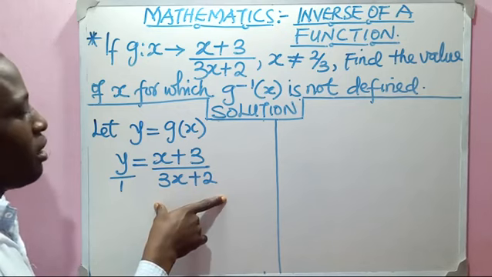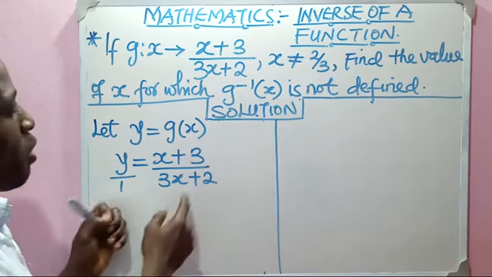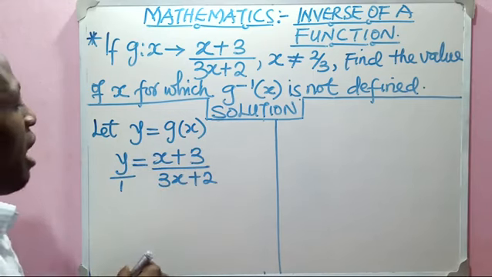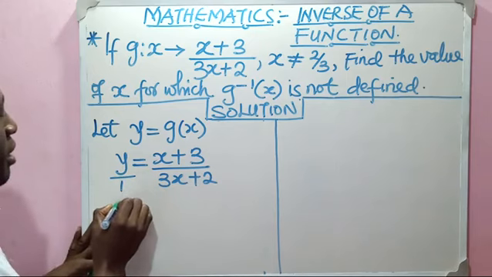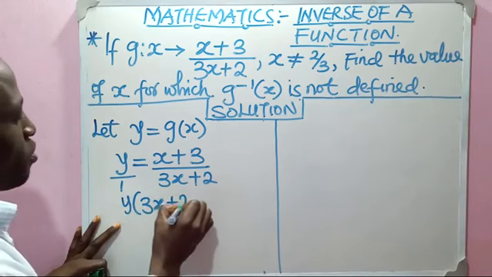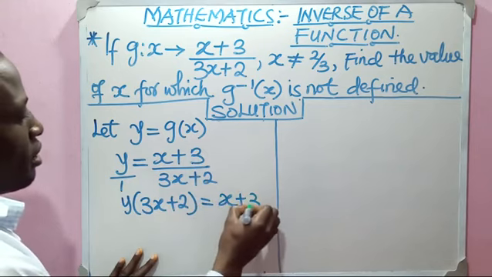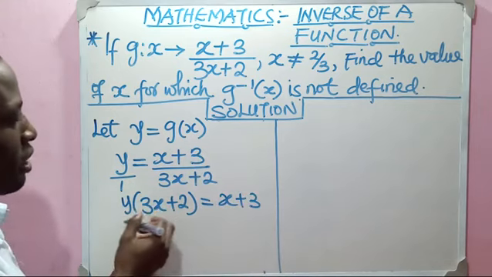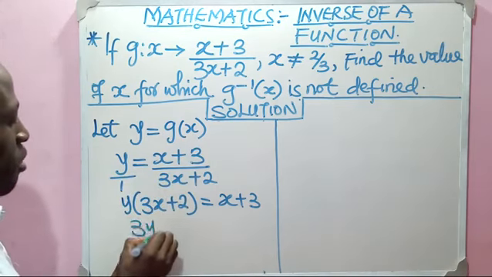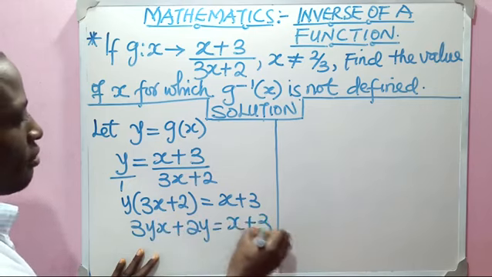Y is the subject of formula. Now, for us to get g inverse, we are going to make x the subject of formula. How? Cross multiply, I'll be having y bracket 3x plus 2 equals 1 times this x plus 3. Now, do not forget I want to make x the subject of formula. That will give me 3yx plus 2y equals x plus 3.